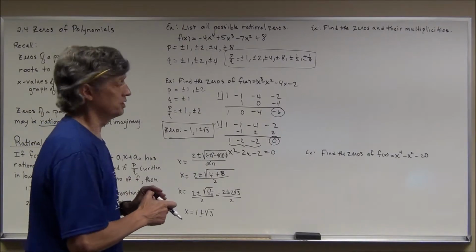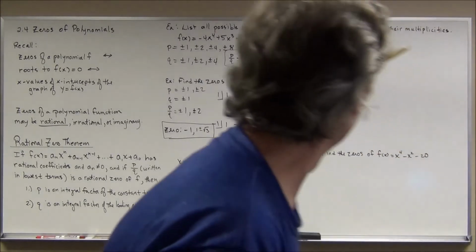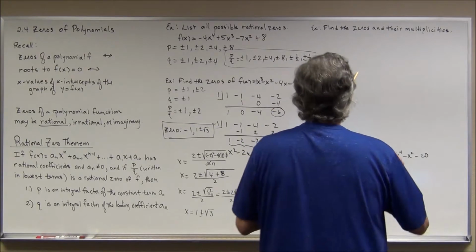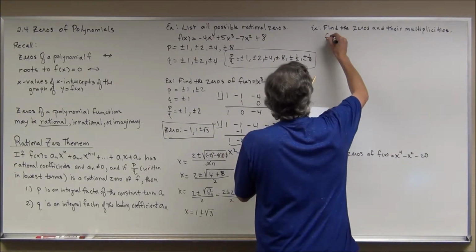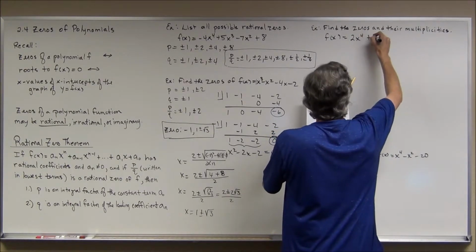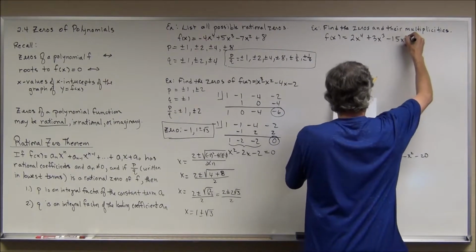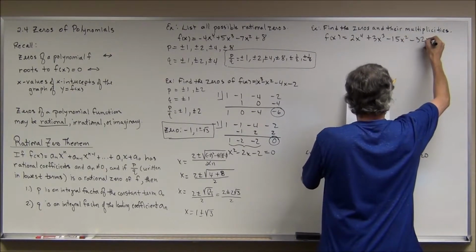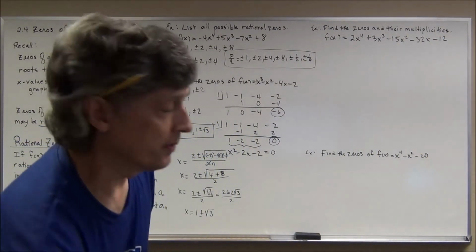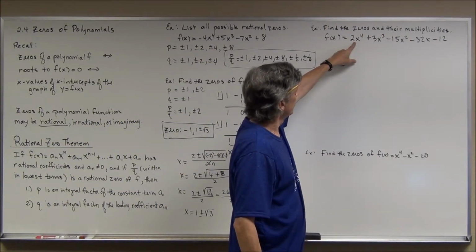Now let's go over to here and find the zeros. Well, it says find the zeros and their multiplicities. It just doesn't have what I'm finding the zeros or the multiplicities of here. So let's put a function here. How about f of x, that would help, is equal to 2x to the 4th plus 3x to the 3rd minus 15x squared minus 32x minus 12. Not kidding around here. We have as many as 4 zeros here.